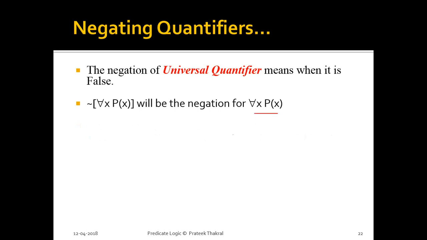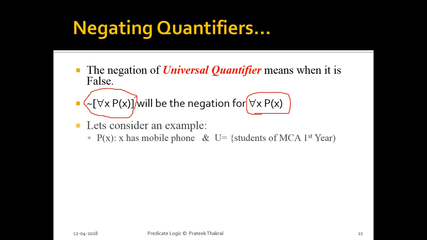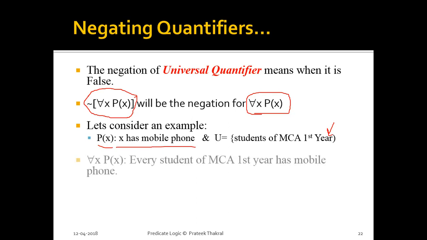If this is the notation for the universal quantifier, which says for all x, for every x, P(x) is true, how do we denote its negation? Its negation will simply be denoted by adding a negation symbol in front of this notation. Let's understand how the negation of a universal quantifier is obtained. Let P(x) be a predicate which says x has a mobile phone, and the universe of discourse is students of MCA first year. The notation for all x P(x) means every student of MCA first year has a mobile phone.